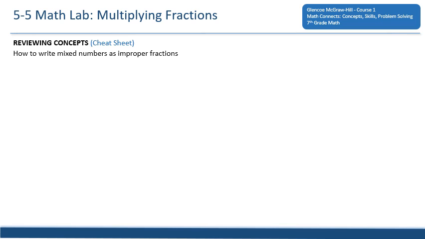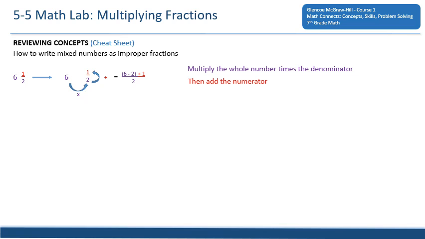Reviewing concepts, how to write mixed numbers as improper fractions. So if we have 6 and 1/2, we're going to multiply 6 times the denominator of 2 and get 12. And then we're going to add that to the numerator 1, and we will get 13. So to restate that, it's 6 times 2 plus 1 over 2, and we get 13 over 2.